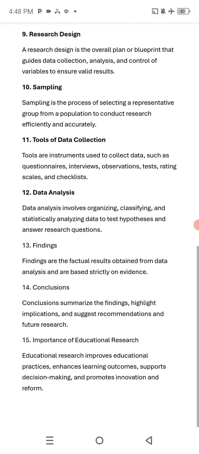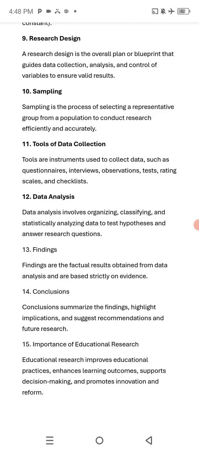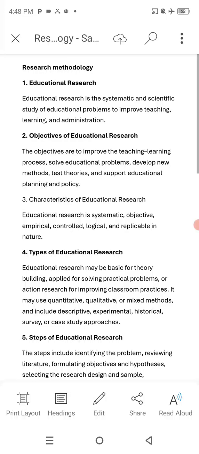Now, importance of educational research. As I said from the first day of the lecture, educational research improves educational practices, enhances learning outcomes, supports decision making, and also drives innovations. So thank you. The next step is the practical approach of research methodology, where we are going to use Excel and other statistical tools for analysis.